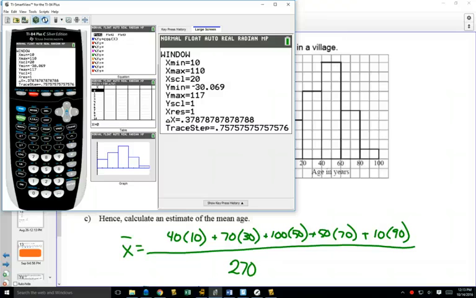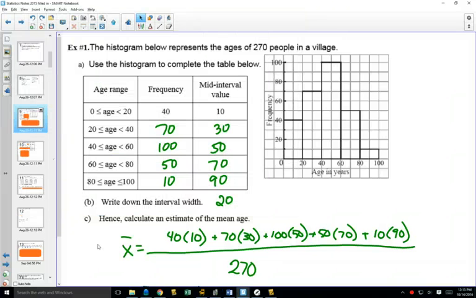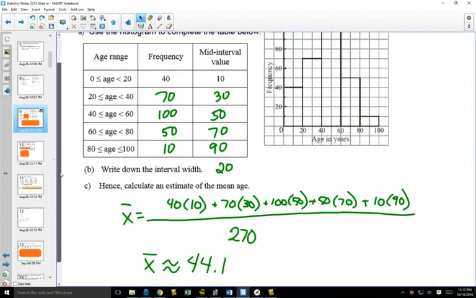One thing I wanted to show you is once you have your mid-interval value in list 1 and your frequency in list 2, you can figure out your mean by saying there's 40 at 10, 70 at 30, and so on. It adds up to 270 things in total, so we can find our average this way.